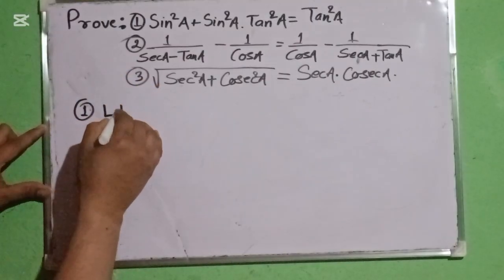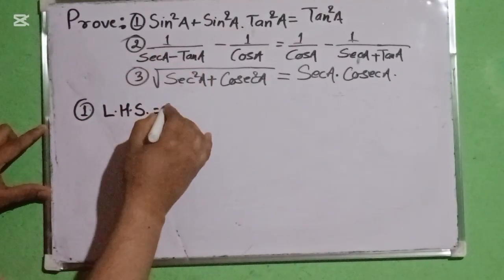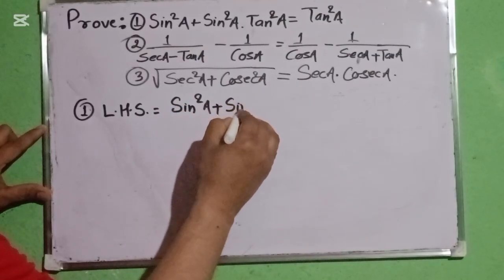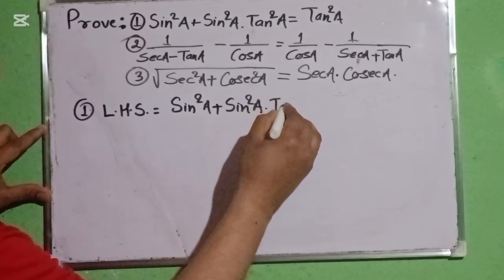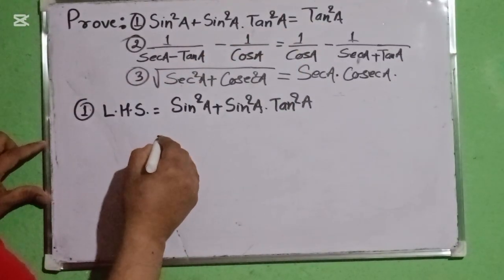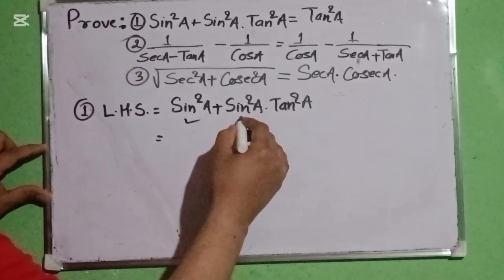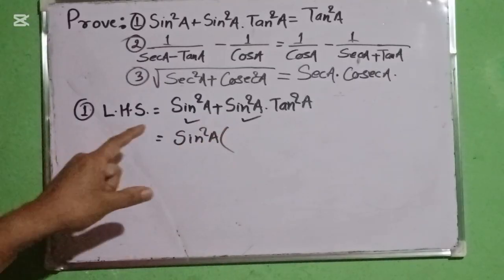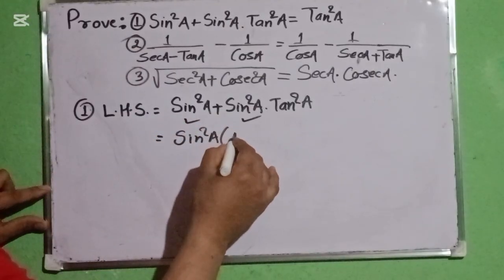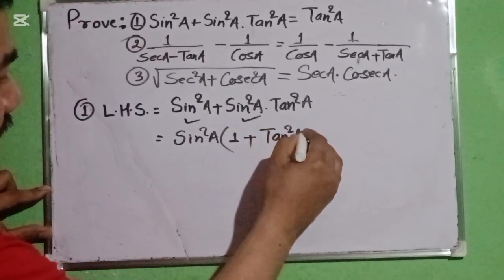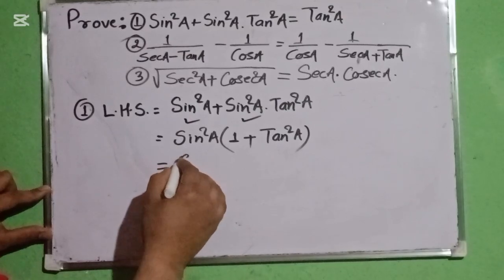First of all, let's take the left hand side. Left hand side there is sine square A plus sine square A into tan square A. That is given, and our result is to bring tan square A. Here in these two terms, there is sine square A, sine square A. Let's take sine square A common. If you take sine square A common, remaining is 1 plus tan square A. And now look here, this sine square A we write the same.